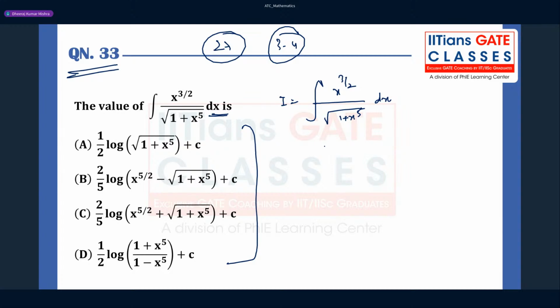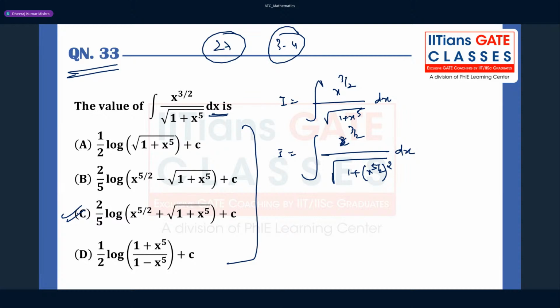What we can do here, one very simple process, is since they have given 3 by 2, we can write this as x to the power 3 by 2. I'm just giving you the steps that you have to follow. 1 plus x to the power 5 by 2 you can write, and you can take the square of this. It is the same only, right? Okay, you got the answer. Let me check which option is correct here. Yes, option C is correct. Very good. So you can solve this question, and option C will be the correct answer for this question.